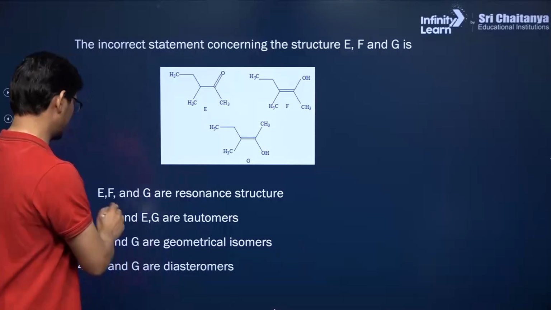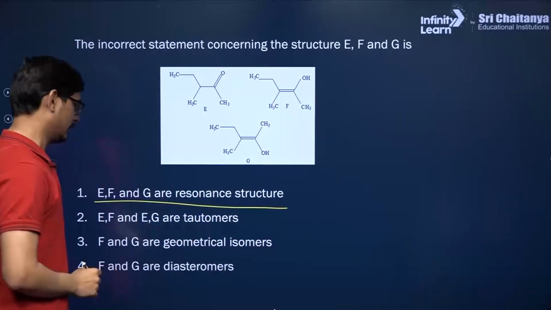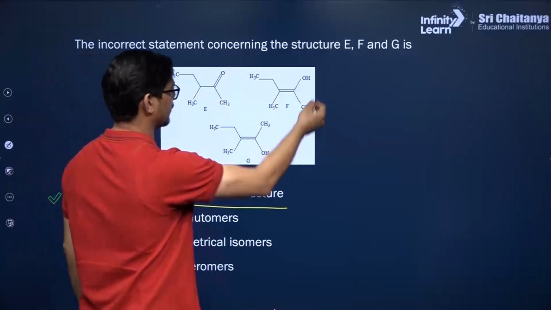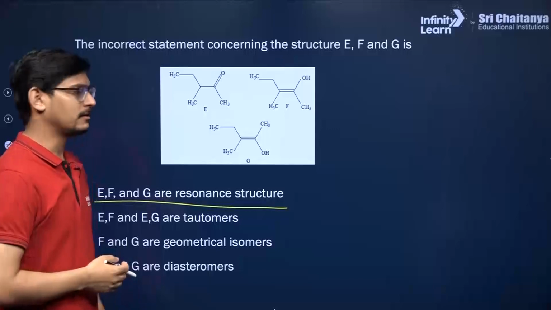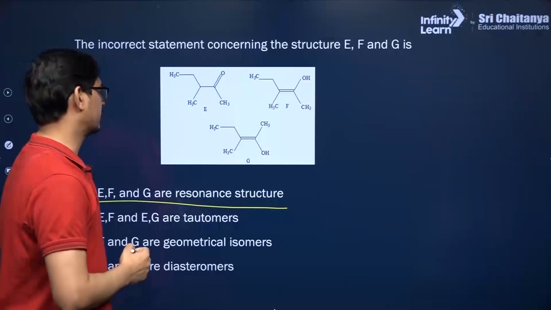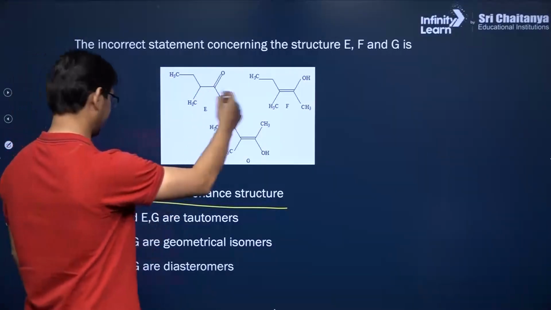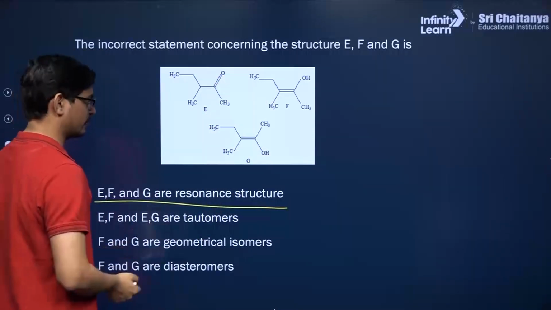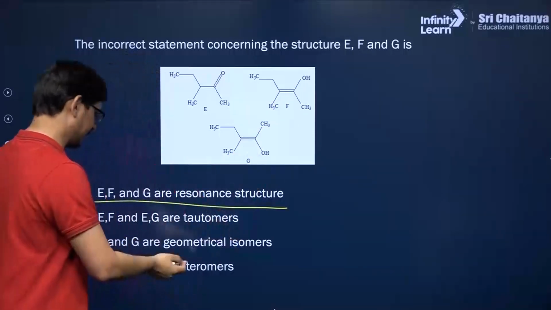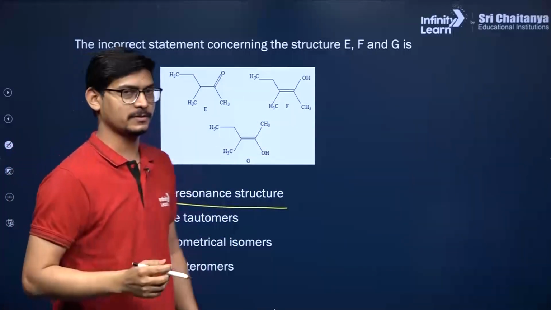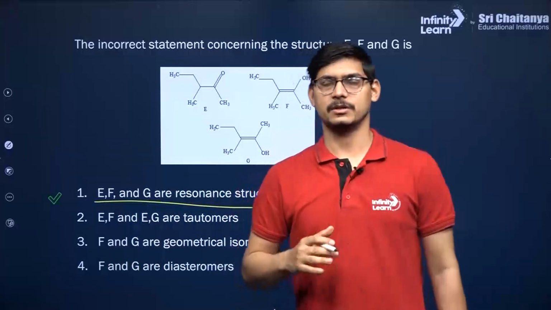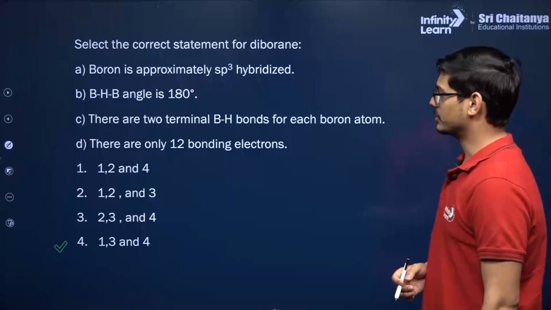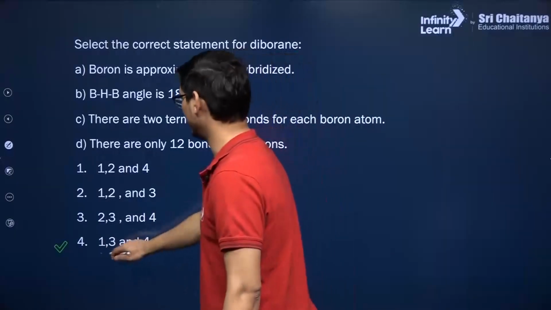The incorrect statement is option 1. E, F and G are resonance structures. They are not resonance structures because the position of atoms is changing, and we know that in resonance the atoms do not shift, only the electrons are delocalized. Others are correct. E, F and E, G are tautomers, yes, because they are ketone and enol forms. F and G are geometrical isomers, yes, cis-trans, and F and G are diastereomers, yes guys. Remember, diastereomers are those stereoisomers which are not mirror images of each other. Basically, in this question the correct statements are 1, 3 and 4.